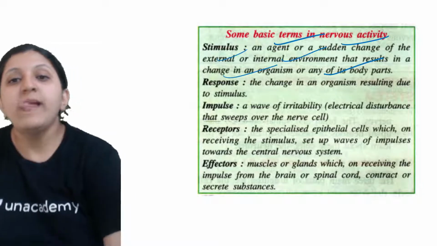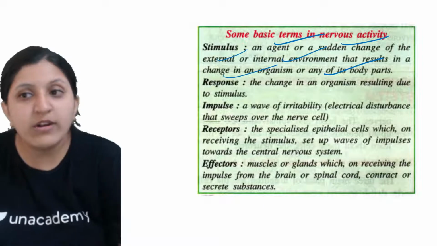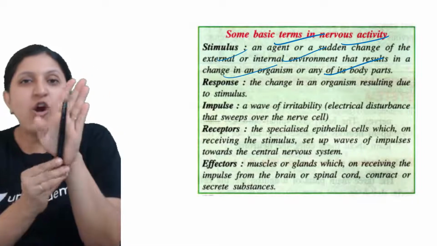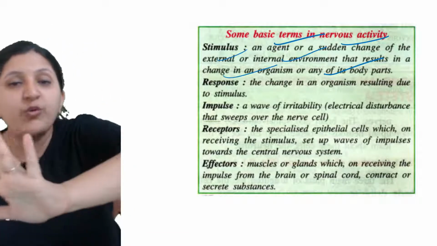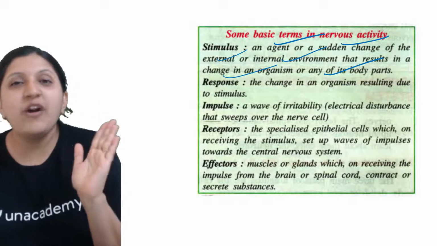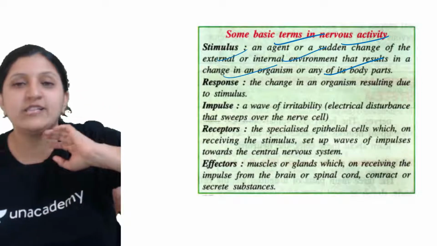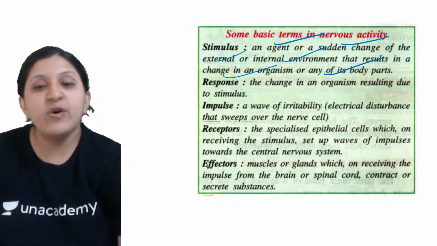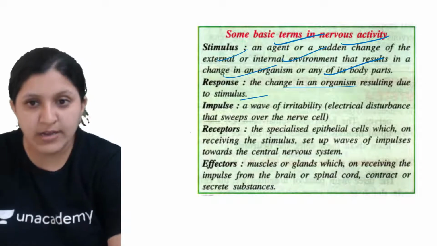Okay, so now the response has to be created. So change in an organism according to the stimulus or resulting due to the stimulus. As I'm touching a hot object, this one is going to work. Okay, so when I'm responding, only then can we know that this individual has a well working nervous system. But if he's touching a hot object and nothing is happening to him, then there is something wrong with the nervous system. So that is why, when we mention the change in an organism resulting due to stimulus, that is called a response.